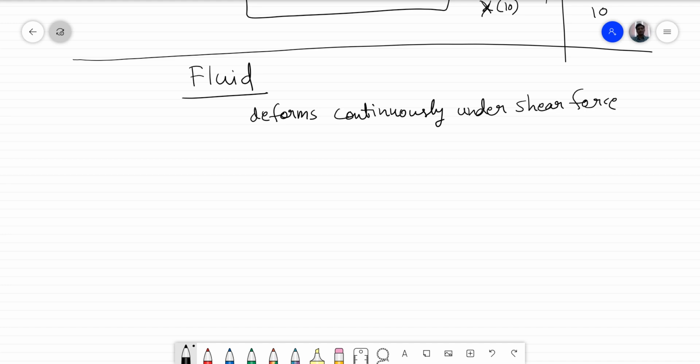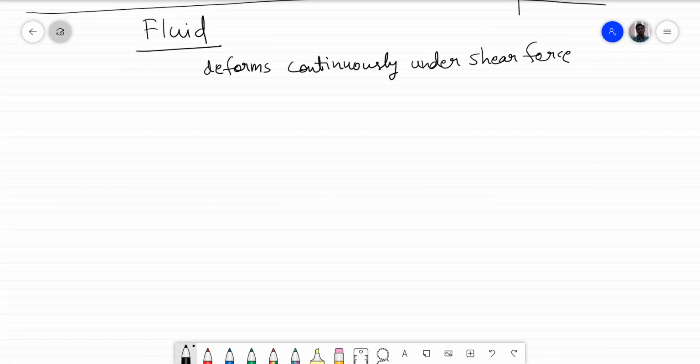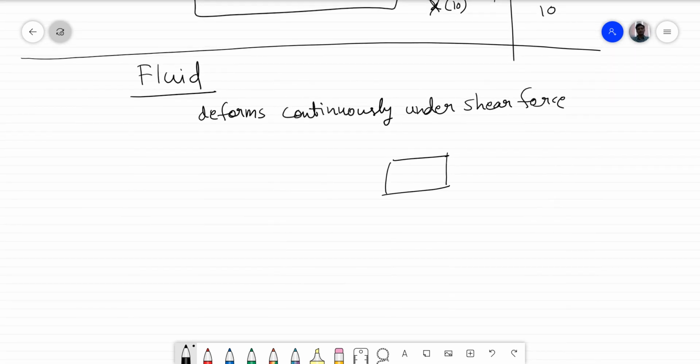What does this mean? What is a shear force? Let us see that. Okay, so if there is an object, let's say like this, it may be a fluid element or a solid or gas. Both liquids and gases come under fluids. All right, so it can be a gas, liquid or solid.